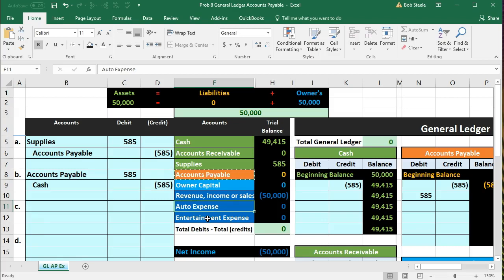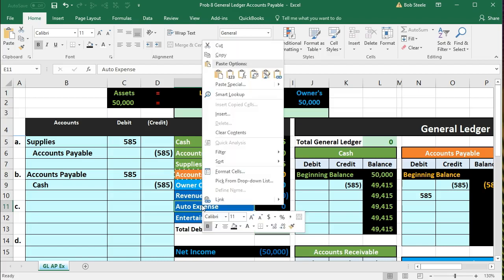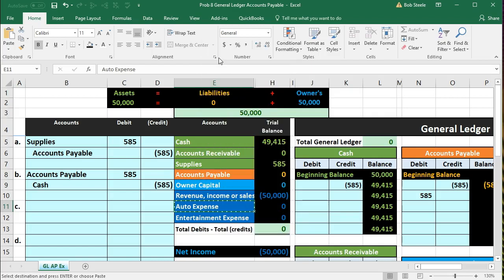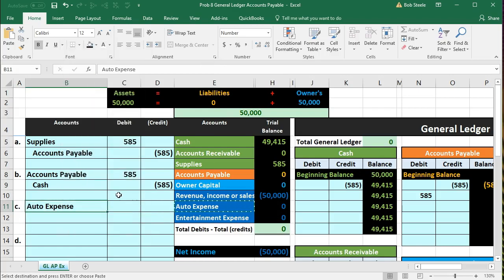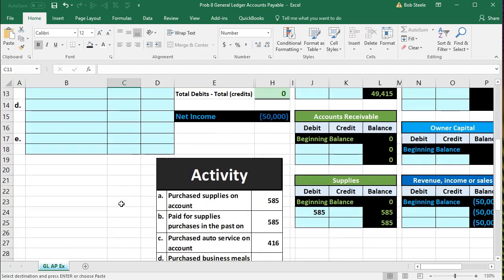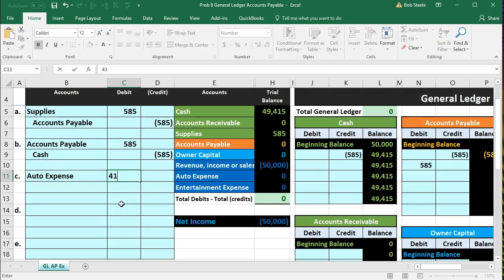Expenses always have debit balances and they only go up. Therefore, we're going to make it go up by doing the same thing to it, which in this case is another debit. So we're going to copy the auto expense in E11, paste that here in B11, right click, paste 1, 2, 3. The amount then being 416. So 416 in C11. We also want to put that same amount on the credit side in D12. I'm going to do that with a formula. That formula is the negative of that number, and enter.